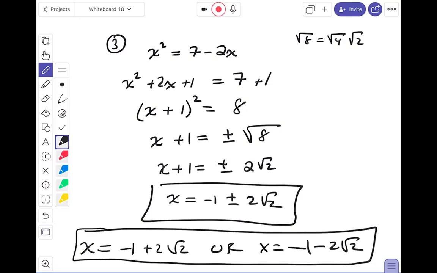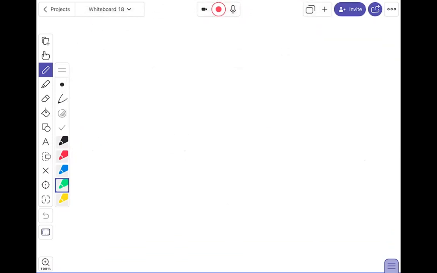Okay, look at the key. Mistakes happen. You want to make sure you're looking at the key. -1 plus or minus 2 root 2's. All right, let's do number 4. And again, relatively straightforward questions, by the way. They follow directly from what we've done in class. So you get x squared plus 14x equals 32.